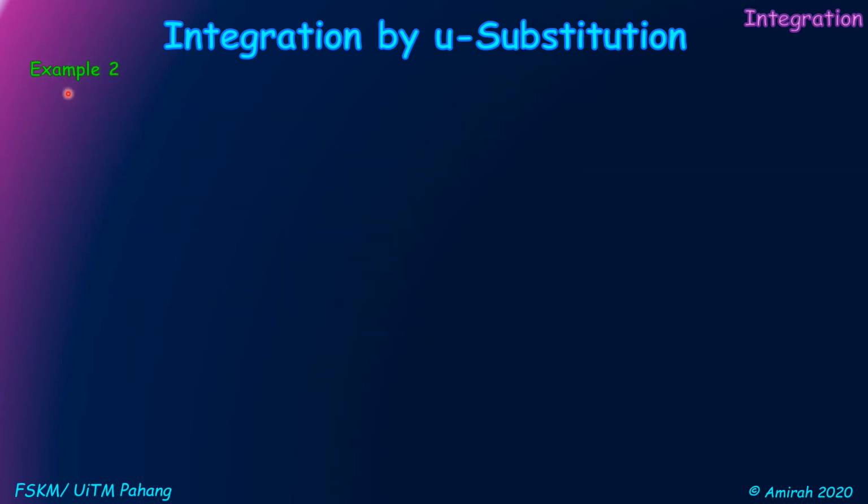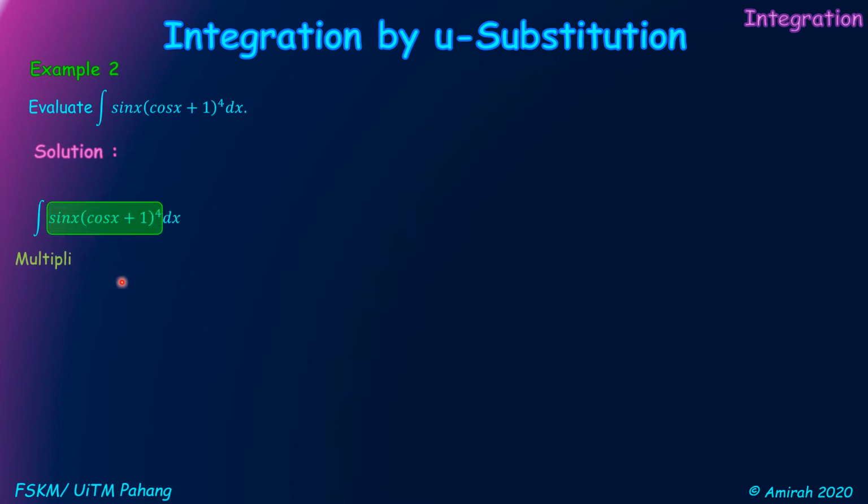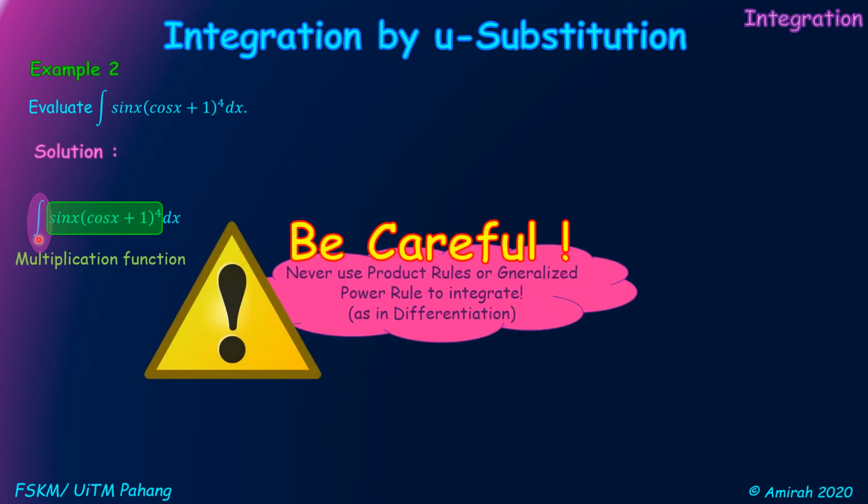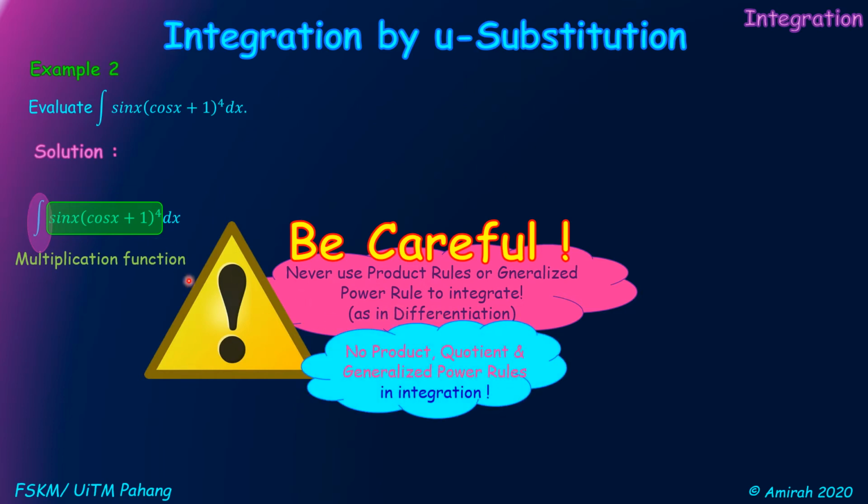Right now, we continue with example 2. Evaluate the integration of sin x (cos x + 1)^4 dx. From the given question, this is a multiplication function, and we have the integration sign here, which means we want to integrate. So be careful, never use the product rule or the generalized power rule to integrate, as in differentiation, because in integration, there is no product rule, no quotient rule, and no generalized power rule.